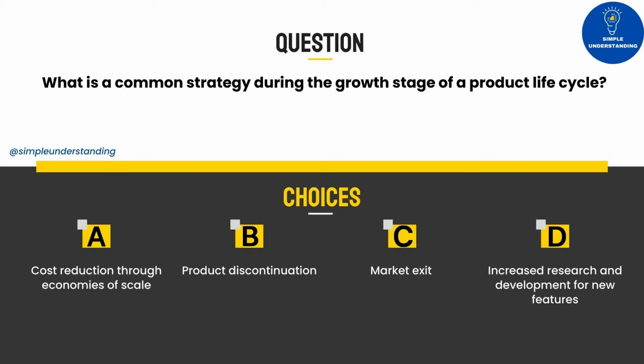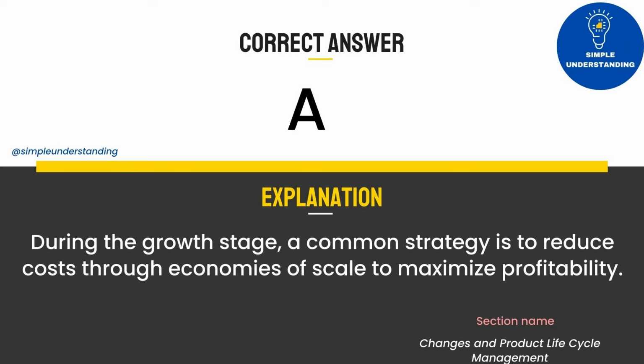5. What is a common strategy during the growth stage of a product lifecycle? A. Cost reduction through economies of scale. B. Product discontinuation. C. Market exit. D. Increased research and development for new features. Correct answer, A. Overall explanation. During the growth stage, a common strategy is to reduce costs through economies of scale to maximize profitability.